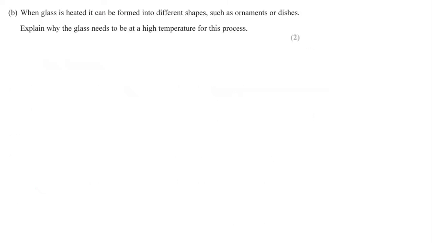When glass is heated, it can be formed into different shapes, such as ornaments or dishes. Explain why the glass needs to be at high temperature for this process. Indeed, glass at a normal temperature, which is solid, is a brittle material. It behaves as brittle. That means if you try to mold it, it will shatter, it will break. But as you increase the temperature, it causes the glass to melt down. So molten glass. That means something is flowing.